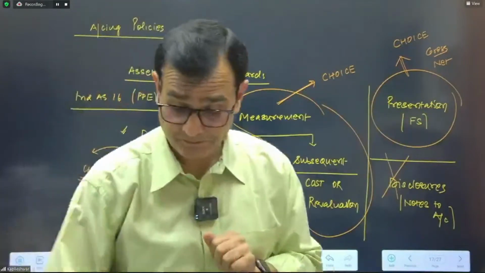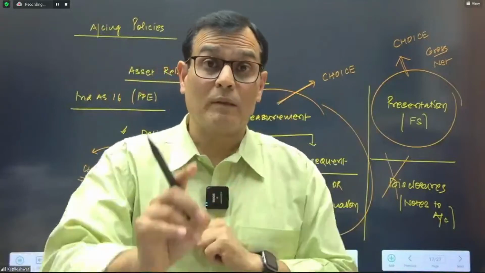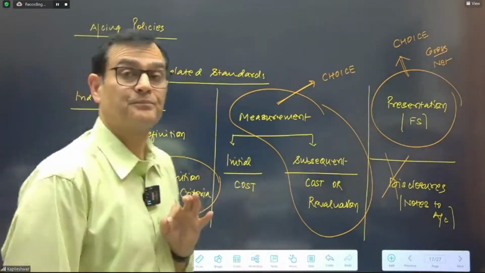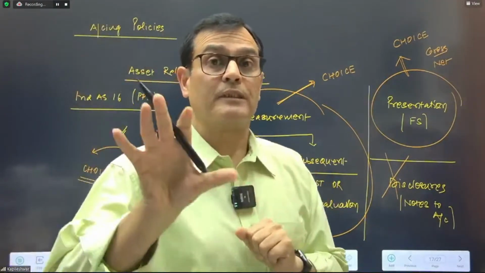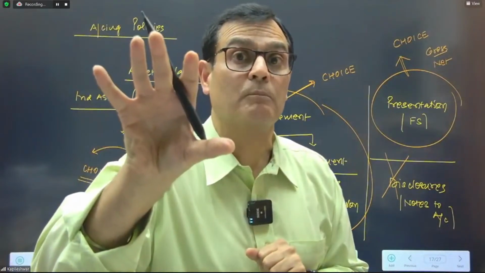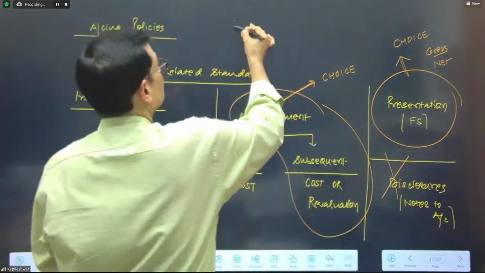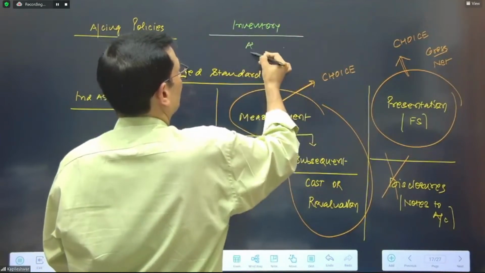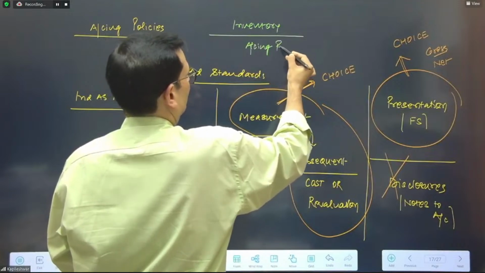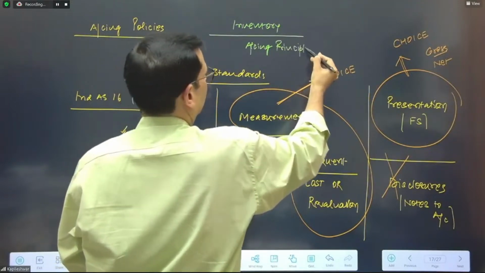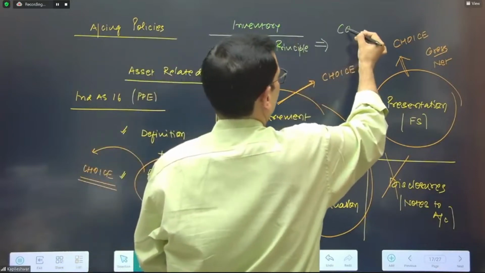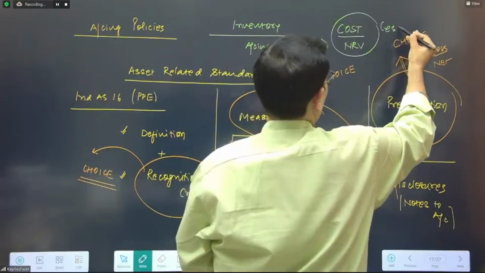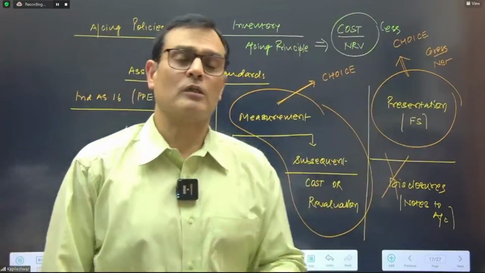But having said that, let me also make one more thing absolutely clear to you. Please don't keep the misconception that only choices will give rise to accounting policy. For example, when you measure the inventory, there is an accounting principle that inventory is to be measured at cost or NRV, whichever is less. It's not a matter of choice.